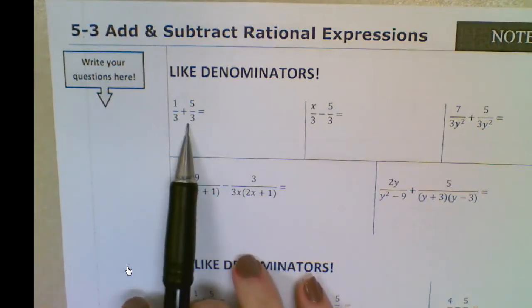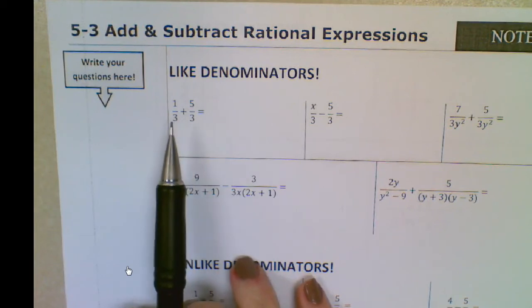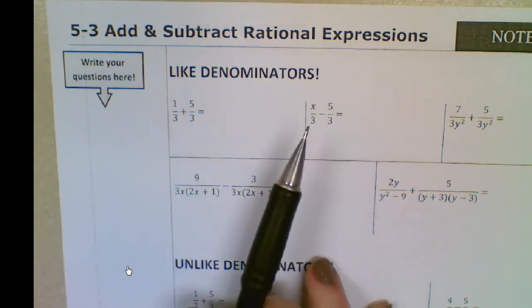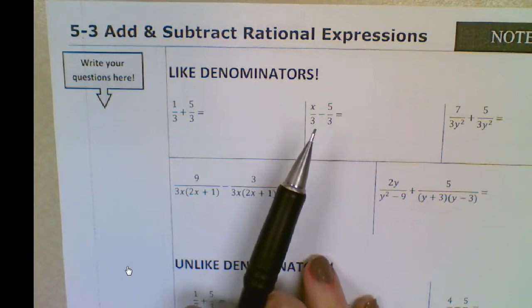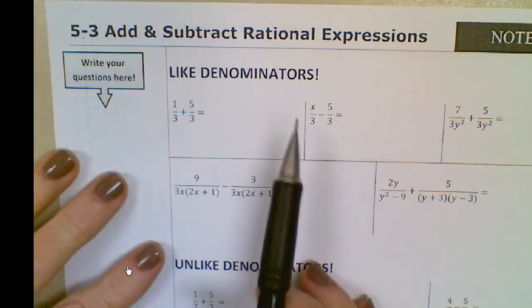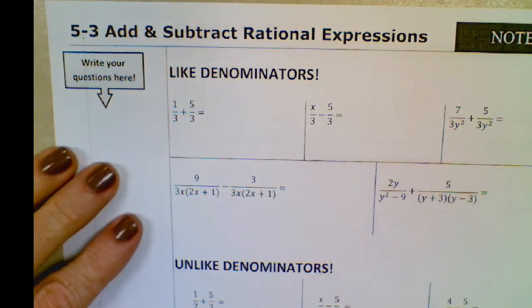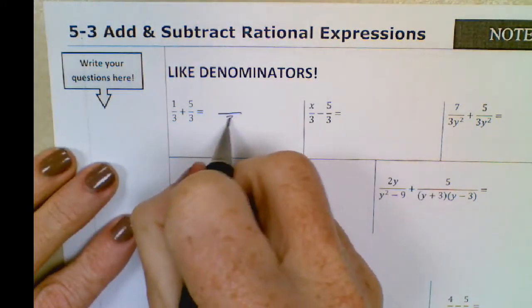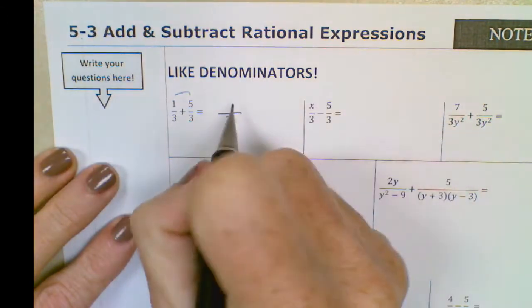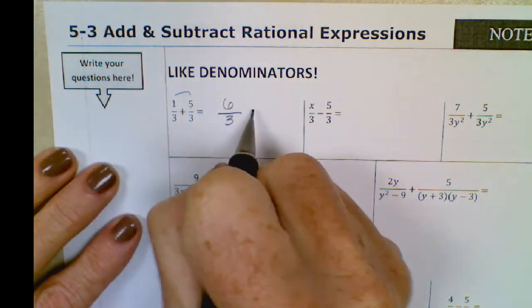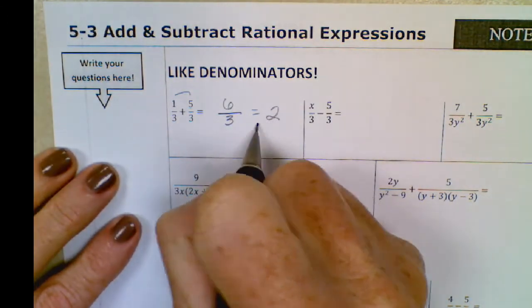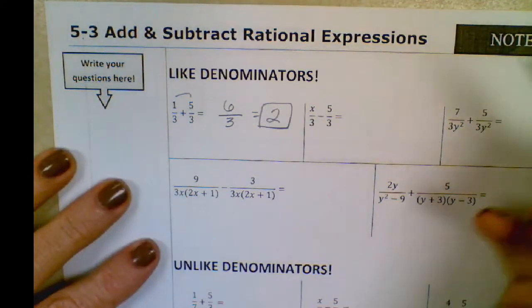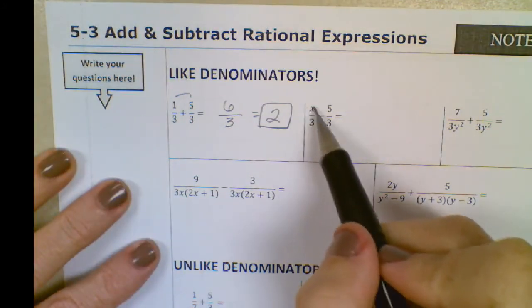And just like they work with fractions that only have numbers going on, they also work with rational expressions. So we know that when we add and subtract fractions, we must have a common denominator. And when we do, we can just add the numerators. So 1 plus 5 is 6. 6 divided by 3 is 2. So that simplifies that. We can also use that with a variable.